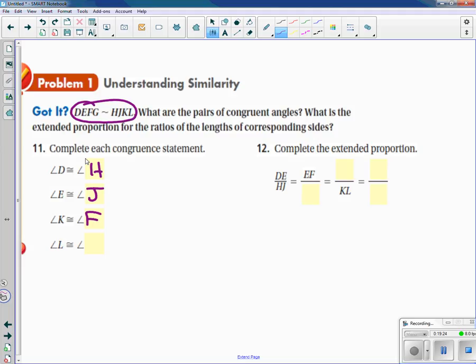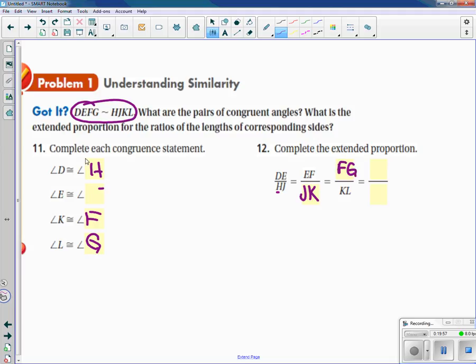All right? L is the last letter on the right side. So it must go with the last letter on the left figure, which is G. Now, when you look at these, DE is 1, 2. So it goes with HJ. Right? EF should go with JK. KL are the last two letters, so they should go with FG.